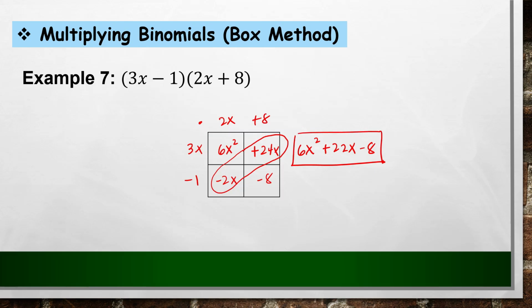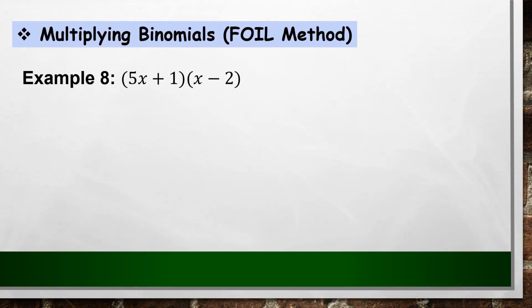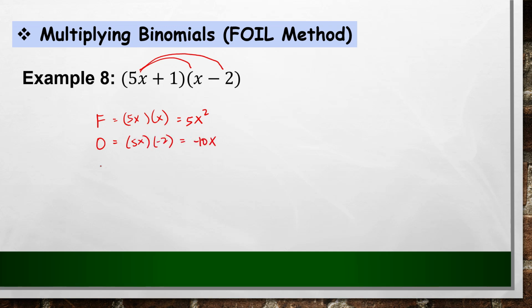I have two examples here for you for the FOIL method. So FOIL method means the F means first terms, O means outer terms, I means inner terms, and L means last terms. So let's multiply the first terms first. Okay, so that's 5x times x, which is equal to 5x squared. O stands for the outer terms. So that's 5x times negative 2, which is equal to negative 10x.